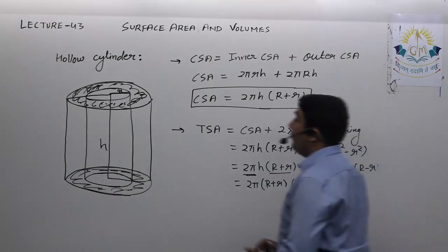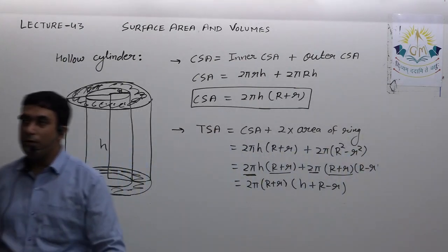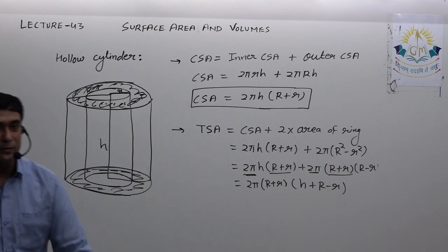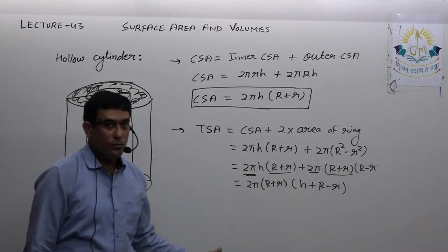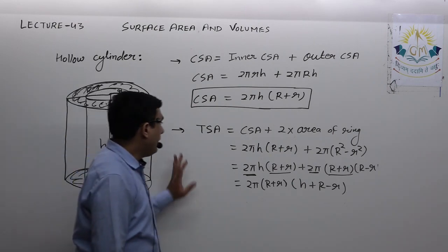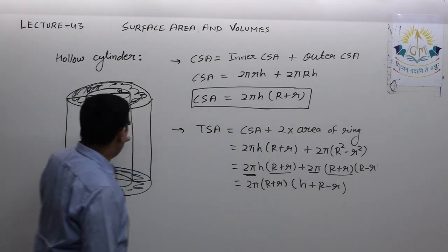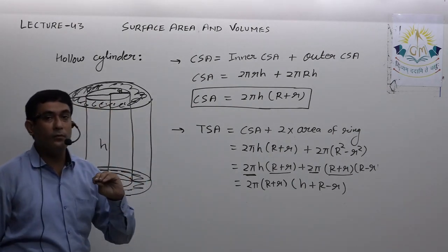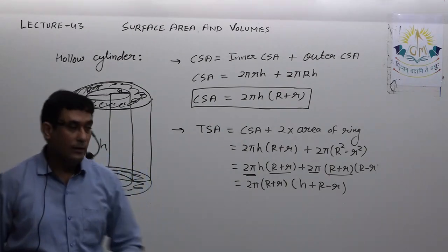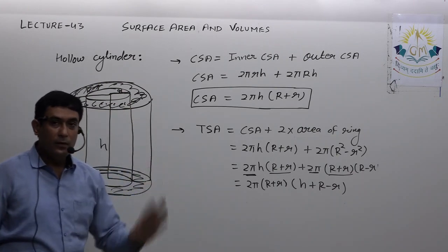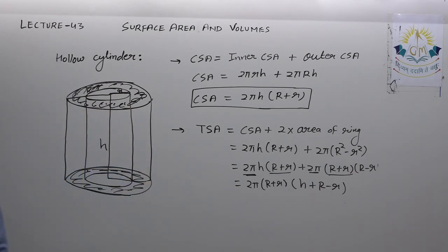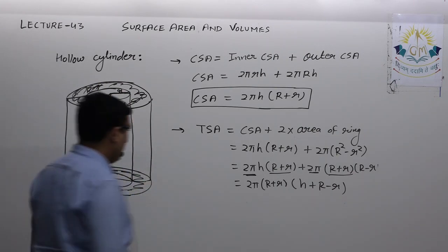Now volume. When I say volume of hollow cylinder, it doesn't mean how much it can hold, because it's hollow, it cannot hold anything, it's not closed. So when I say volume of hollow cylinder, I'm talking about the volume of material. That means how much material we need to form that hollow cylinder. So next is volume of material.